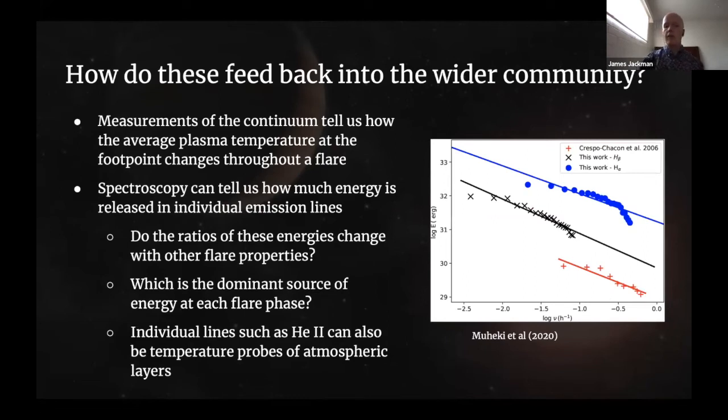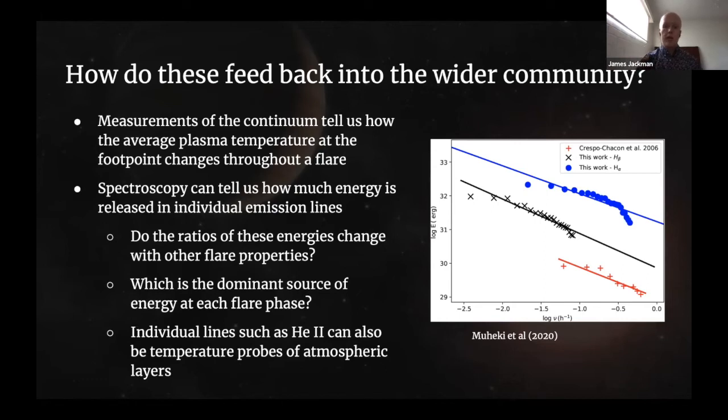And again, spectroscopy can tell us how much energy is released in individual emission lines. We saw this in Bob's talk earlier by measuring flare rates for individual Balmer lines. And that can be compared to current models that are being used in flare studies for calculating bolometric energies, and also for studying what's the dominant source of energy at each flare phase.